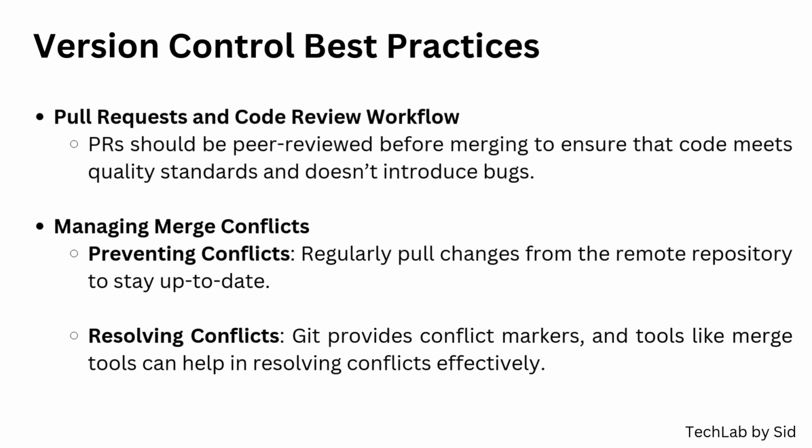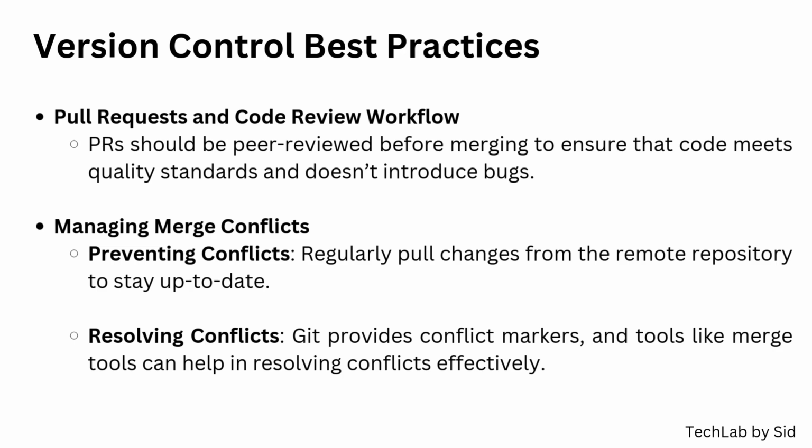Pull requests and code review workflow. Pull requests should always be peer-reviewed before merging into the main branch. Code reviews ensure that the code meets quality standards, is bug-free, and follows the project's guidelines.